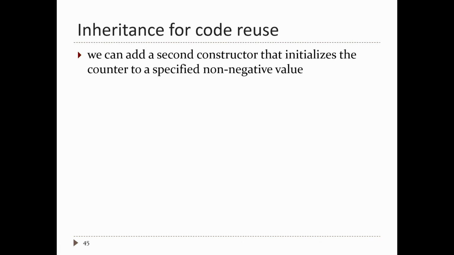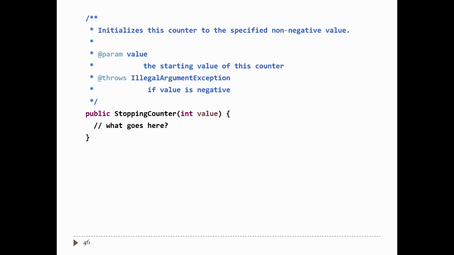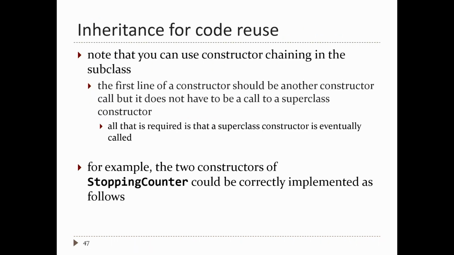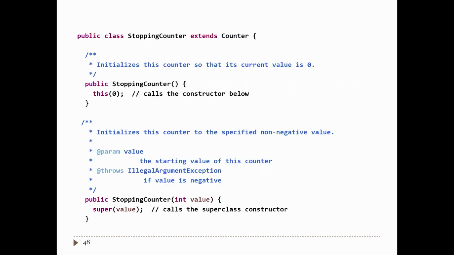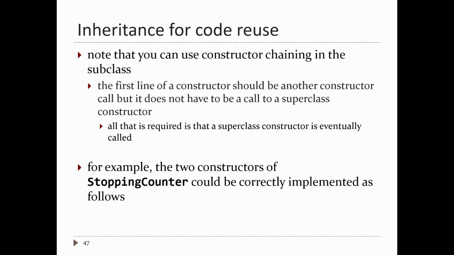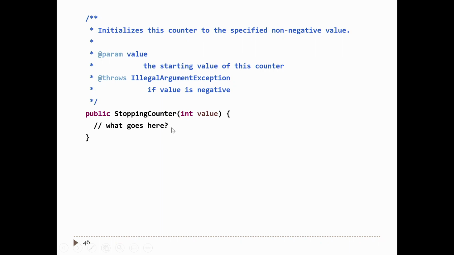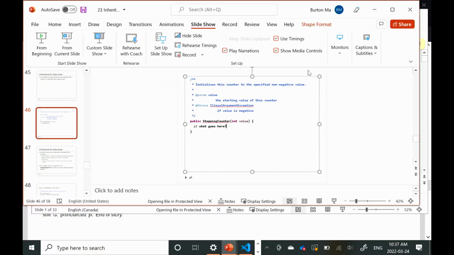All right, so let's look at a second constructor in the StoppingCounter class. There's a second constructor that lets us set the value of the counter. So here's our constructor that lets us initialize the value. So what goes here? Well, again, you can write this.value = value if you wanted to. But you could also, oh wait, did I tell you what it is? I didn't. Okay, so let's do it this way. So what goes here?